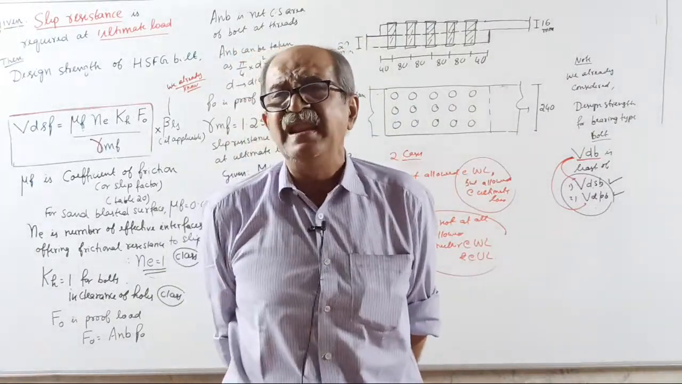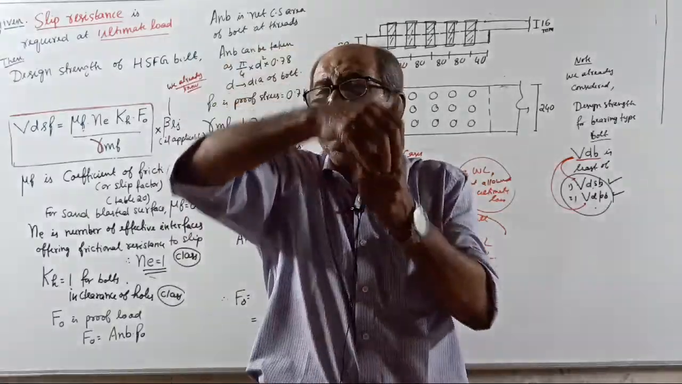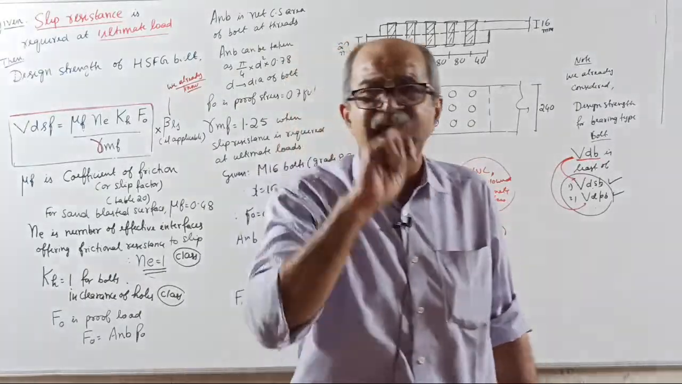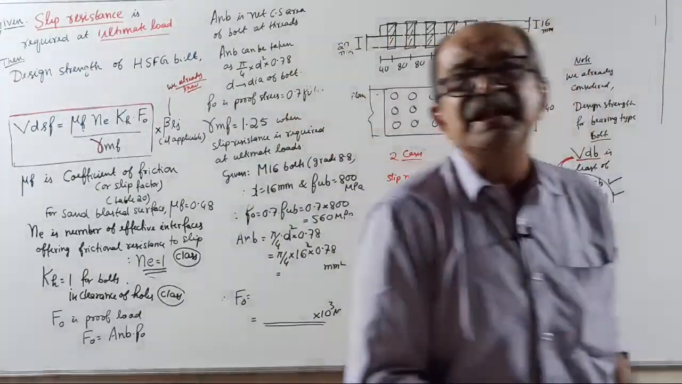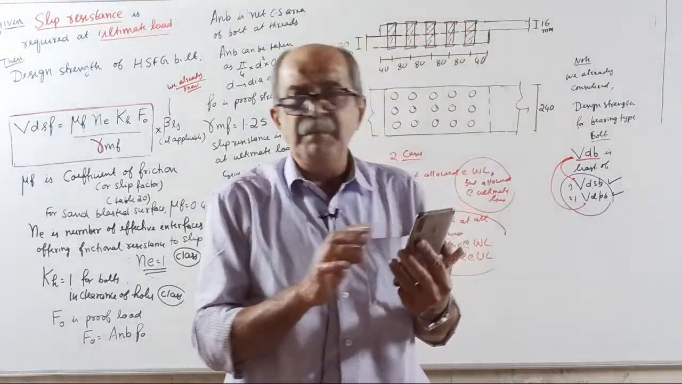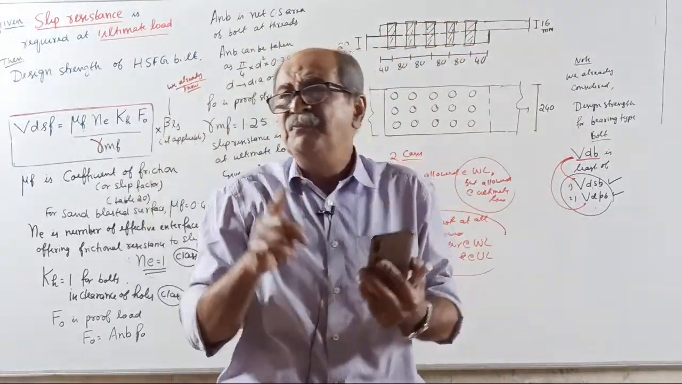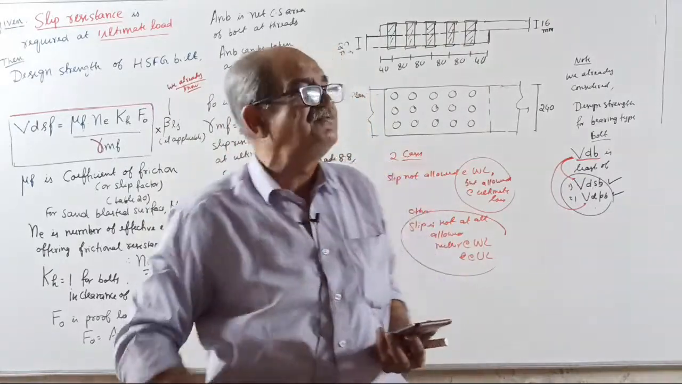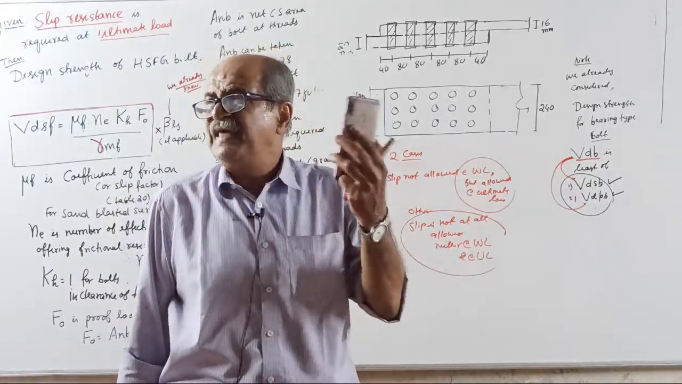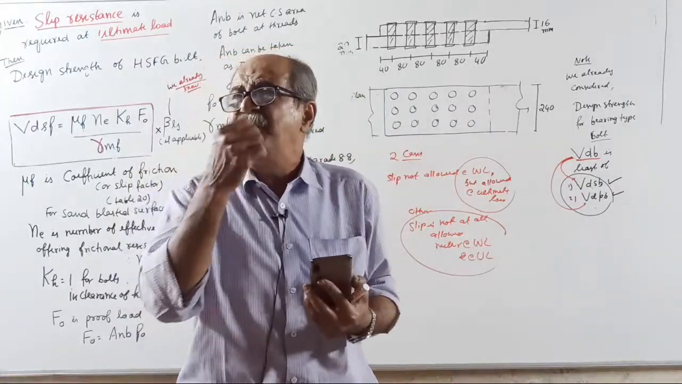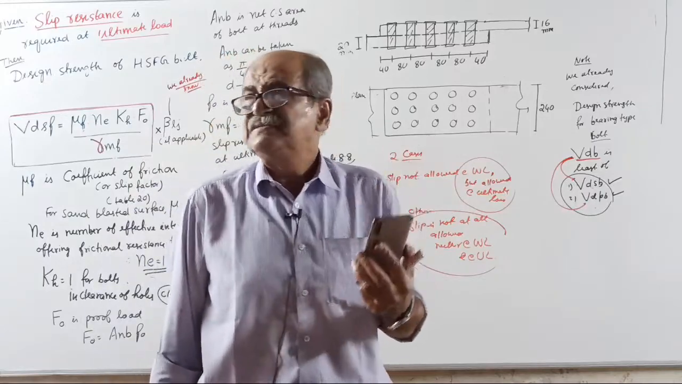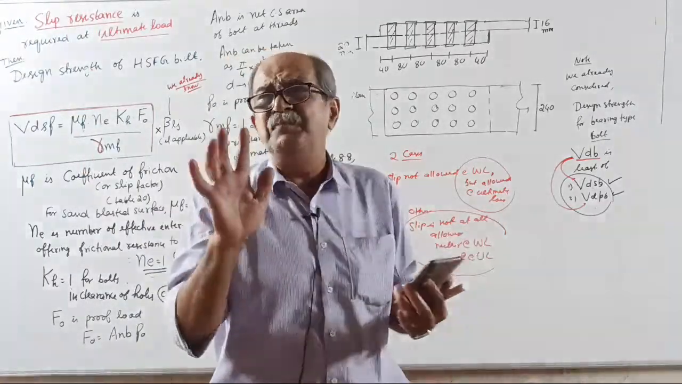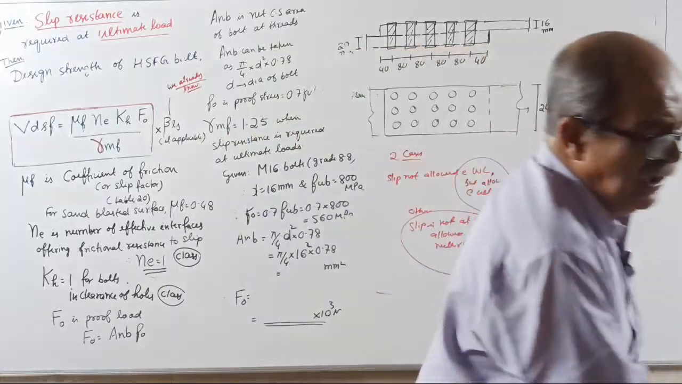But even then, because of the pressing, if the plate slips, some friction is still there, yes or no? Full friction will not be there, but some friction will be there. But the IS code told us not to consider it. You consider only the bearing type bolt, on the safer side. That means it will have extra strength.